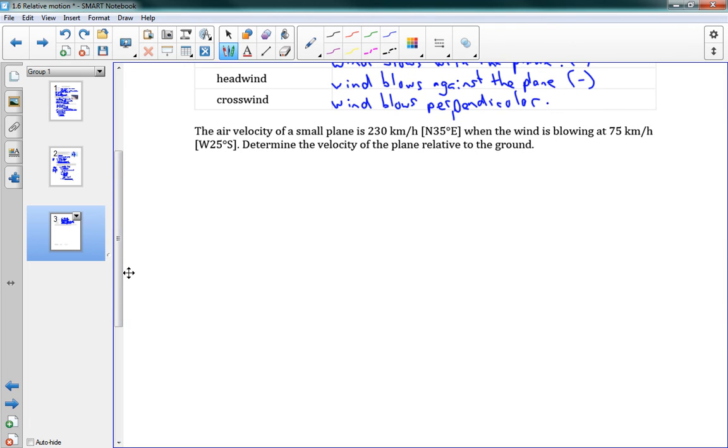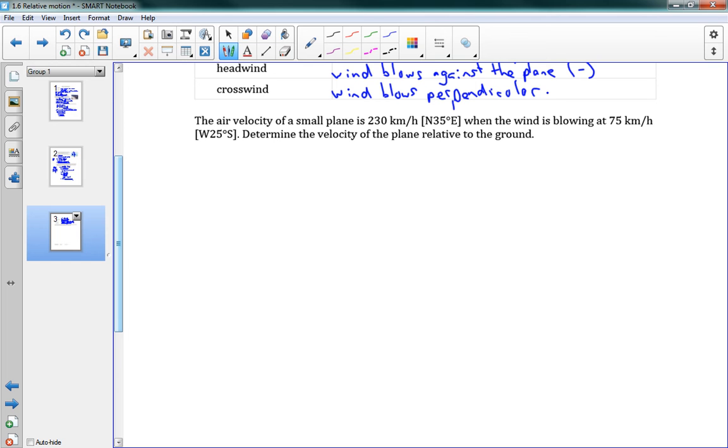Okay, and so there's one last problem here, which is looking at the air velocity of a plane. It says the air velocity of a small plane is 230 kilometers per hour north 35 east, when the wind is blowing at 75 kilometers per hour west 25 south. Determine the velocity of the plane relative to the ground. I'm going to help you start this one, but then I'm going to leave the end of the problem for you to look at. So we want the velocity of the plane relative to the ground. So like this, VPE. And we know that that equals the plane relative to the air plus the air relative to the Earth.